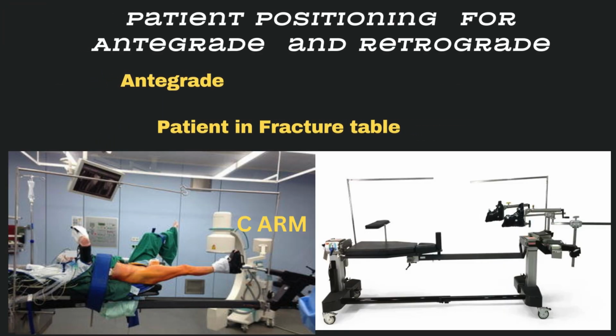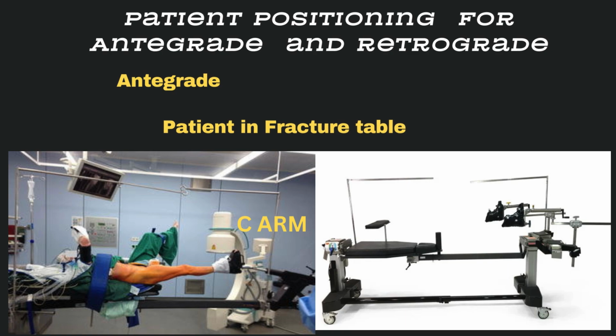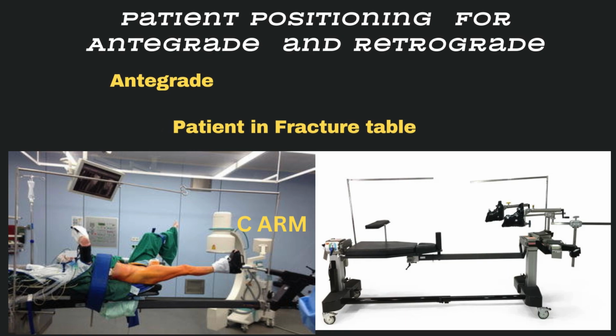How should we position the patient for the antegrade approach for femoral intramedullary nailing? For antegrade, the patient should be positioned supine on a fracture table or radiolucent table. The use of a fracture table can be beneficial during fracture reduction by providing inline traction and facilitating intraoperative imaging with the C-arm. The C-arm should be positioned to allow for imaging of the femur in both planes along the entire length of the bone.